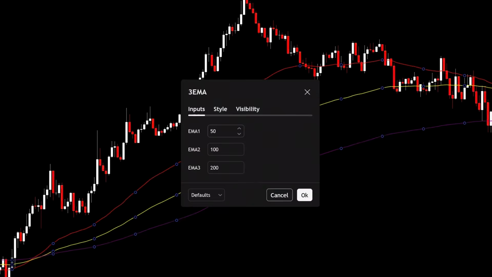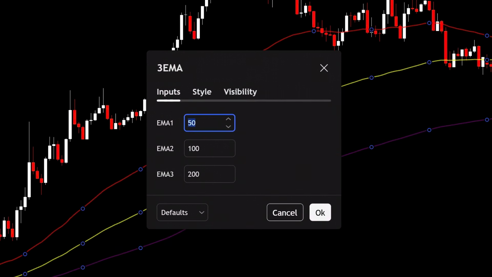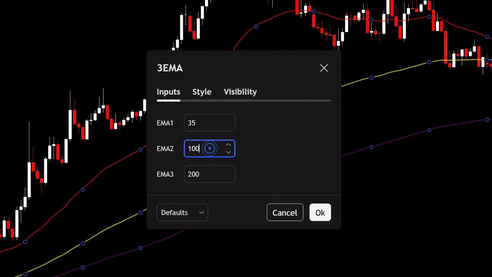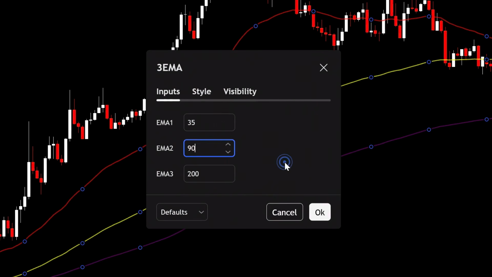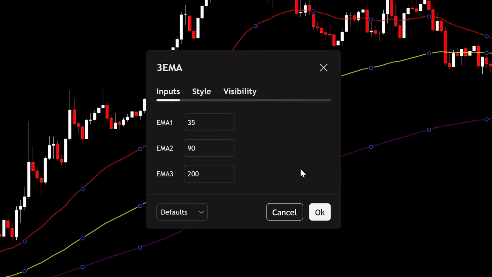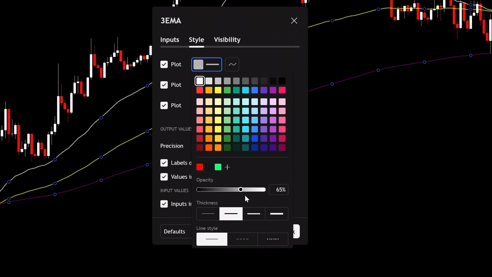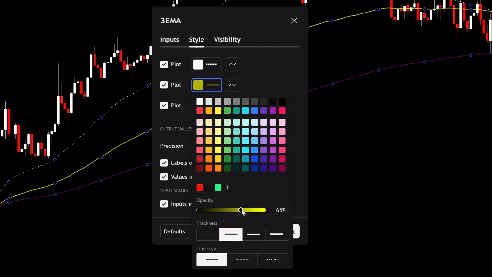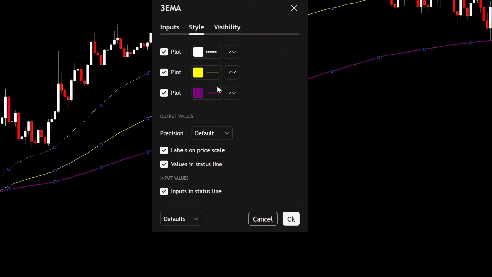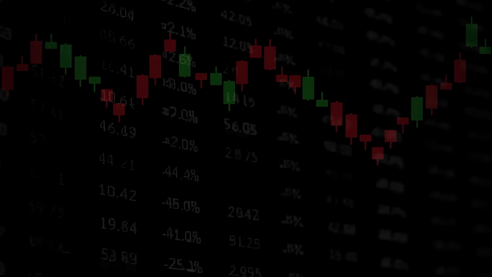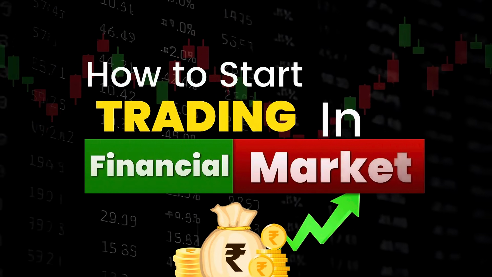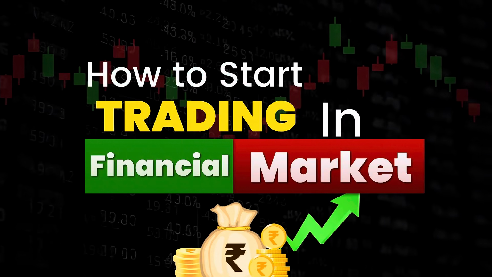Now the 3MA, the default is gonna be 50, 100, 200. Change that to 35, 90, and 200. Make them visible, because look, these three lines are about to become your entire trend filter. This is what tells you which side of the market you're gonna even allow yourself to be on.